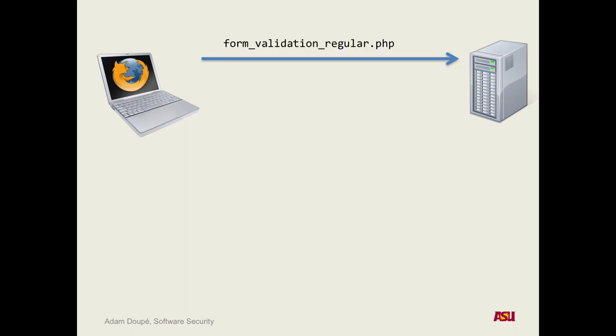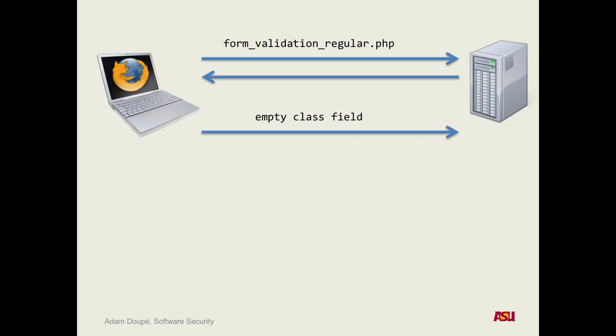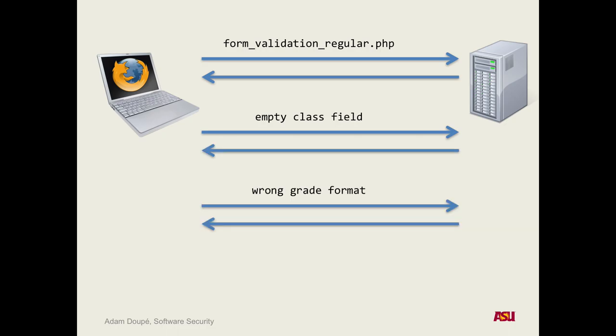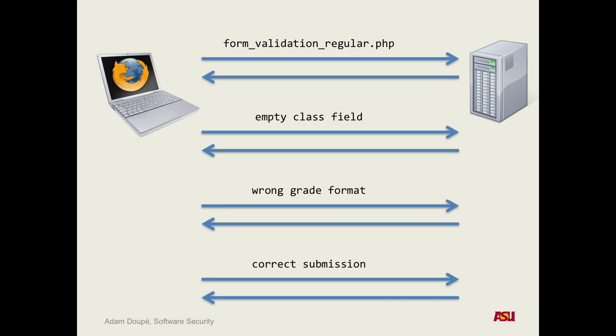So if we think about it, what's happening is I'm making a PHP request. I'm making a request for this form validation, regular.php. It's giving me a response. And I didn't succeed because I had an empty class field. And then I had the wrong grade format. And then I finally had a correct submission.